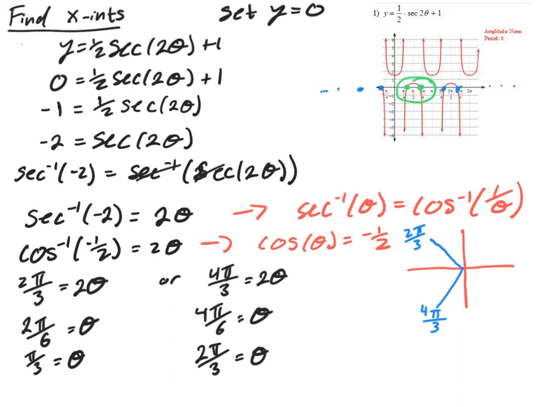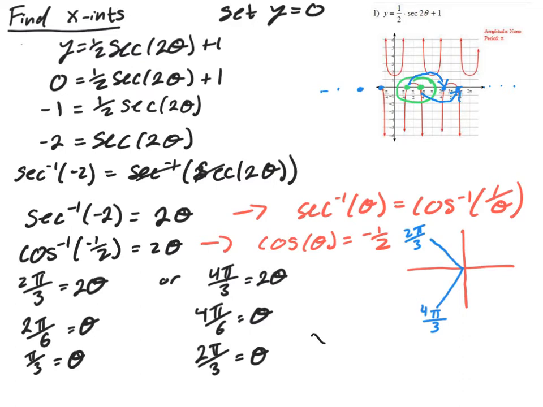So we need to think about how often these x-intercepts occur. And we are going to use our period. Our period is pi, which means that these intercepts are going to repeat every pi. So essentially, this first intercept is pi away from our second or our third, and so on and so forth, moving on.